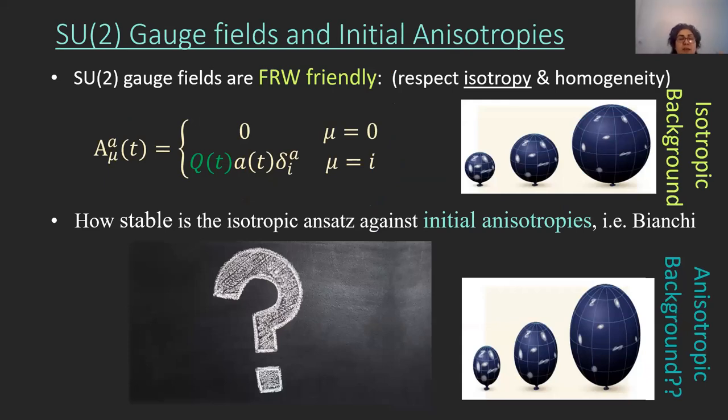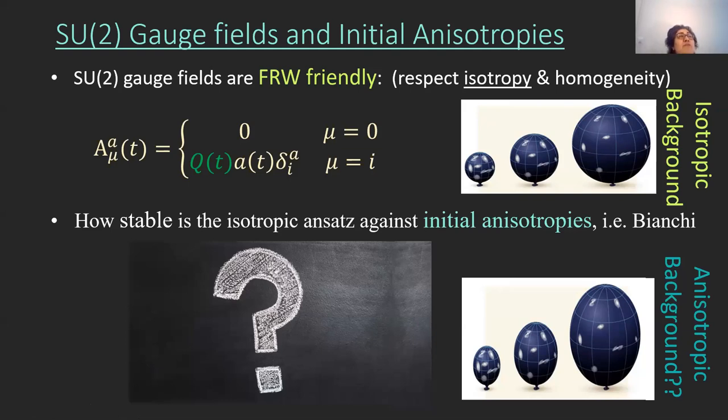Okay, so I showed you that there is this solution for the SU(2) gauge field that's perfectly isotropic, but in the universe, the initial conditions are not our choice. And it might be that the system doesn't exactly start from a perfectly isotropic solution. Then what would happen? Also, for the geometry of the space-time, FRW is this perfectly isotropic geometry in which the expansion rate of the space in all of the directions is the same.